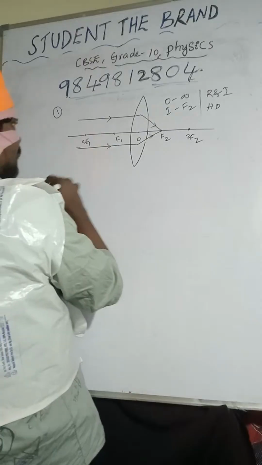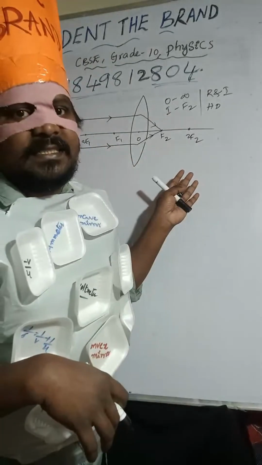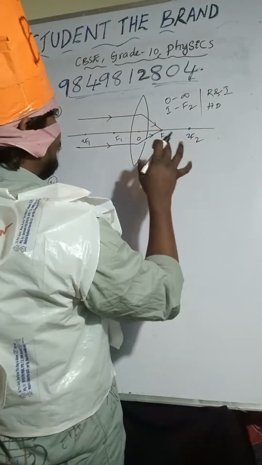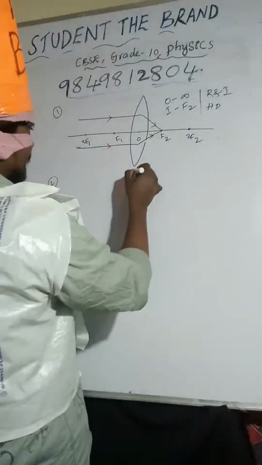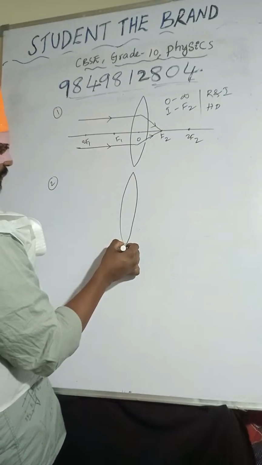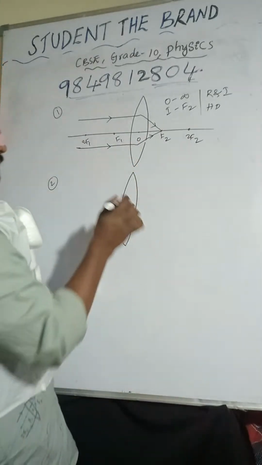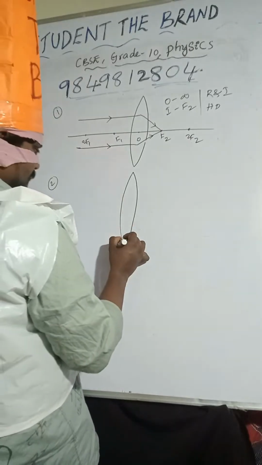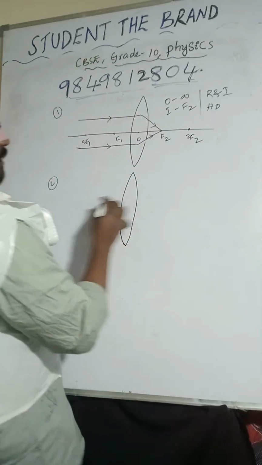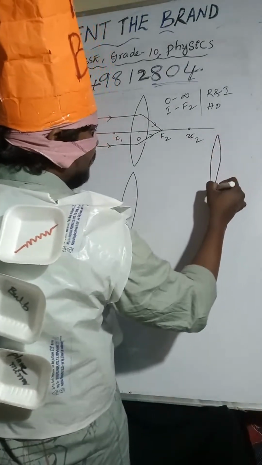Second one, this is about image formations. So now we are discussing these image formations. Okay, so let's do it, no problem. Roughly I'll discuss ray rules first, then we'll go for image formation.